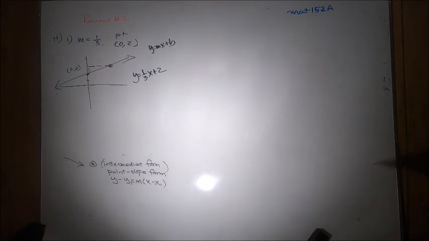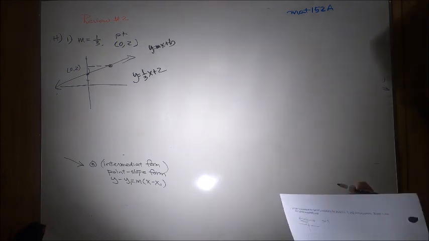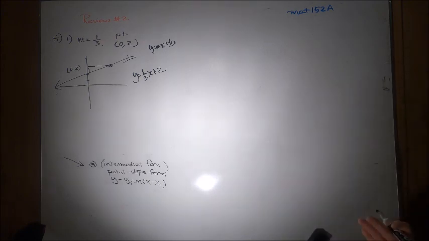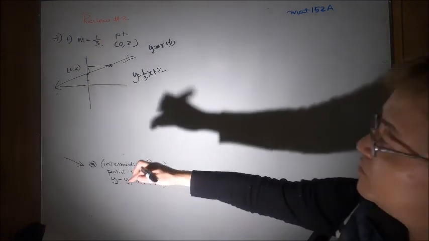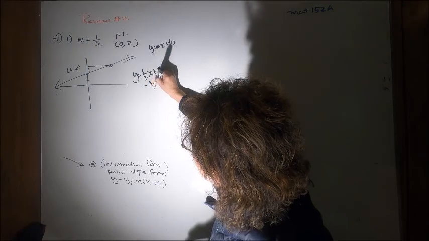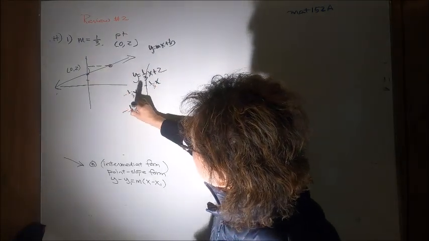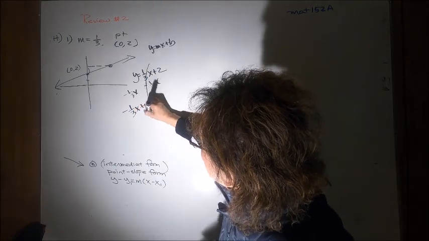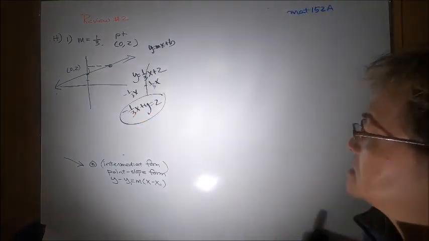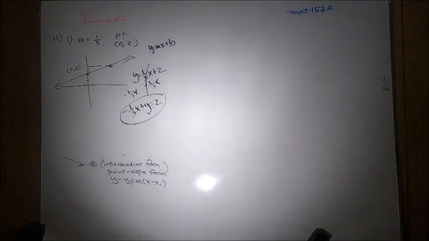Okay. So also write your answer in standard form. That means what? x and y have to be only on one side. So we move the x to the left hand side, right? So you have negative 1/3 x plus y equals 2. So that would be your answer, right?